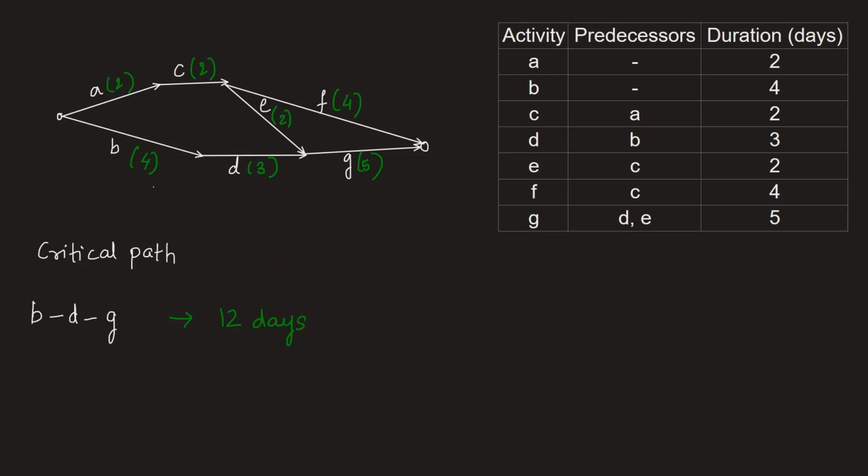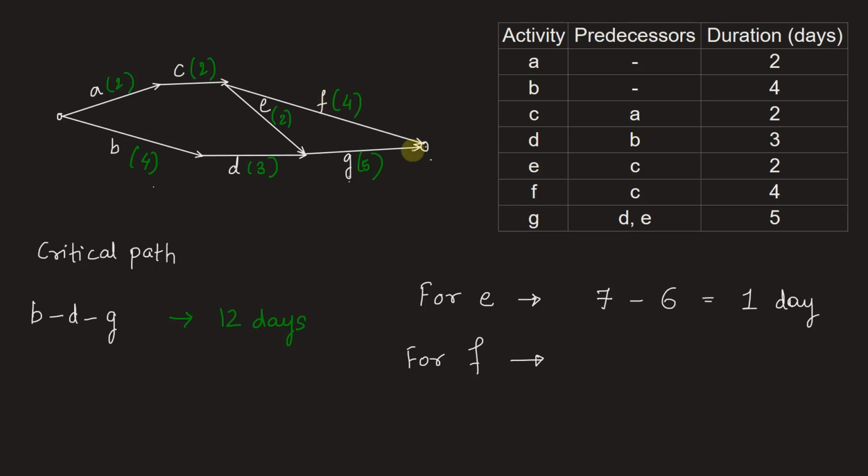Now we need to find out the float of activities E and F. So we can write for E. If we see it from the start point, the earliest finish time is 2 plus 2, 4 plus 2, 6 days. And the latest finish time, which we calculate from the end point using the critical duration, will be 12 is the critical duration, so 12 minus 5, that is 7. So 7 is the latest finish time and 6 is the earliest finish time. The difference between the two gives us the total float of activity E. That is 1 day.